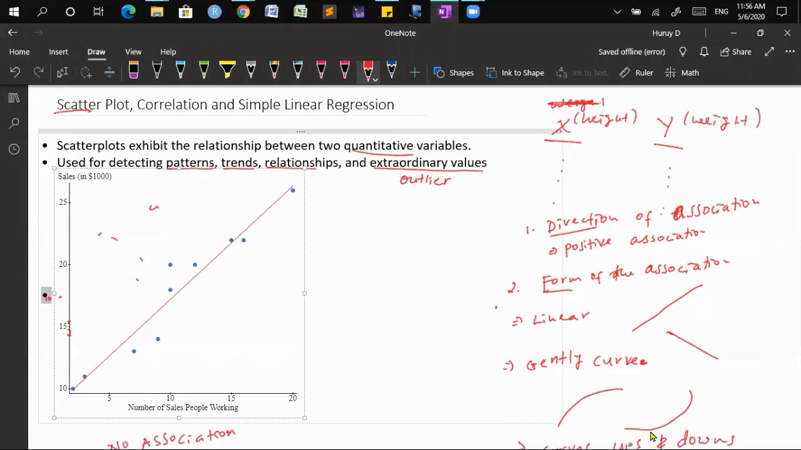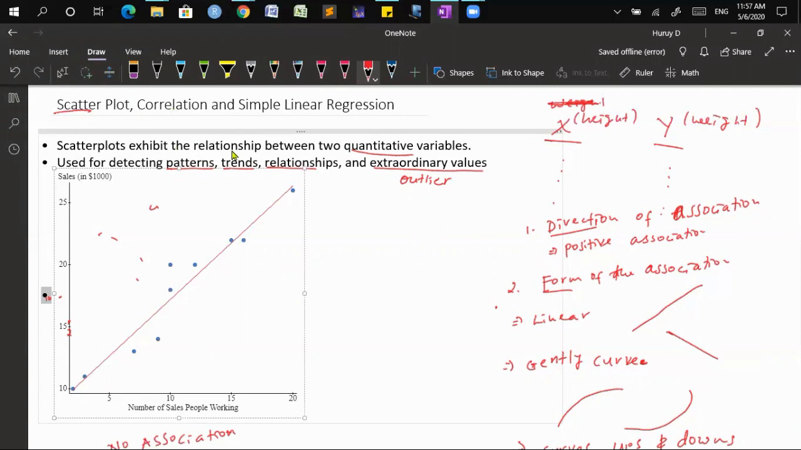So I can say there is a strong relationship between these two variables, the cells and the number of people working. There is a strong relationship. But the thing is, how strong is it? Can I put this one numerically? And that's the question now. And to answer that question, we go to correlation.